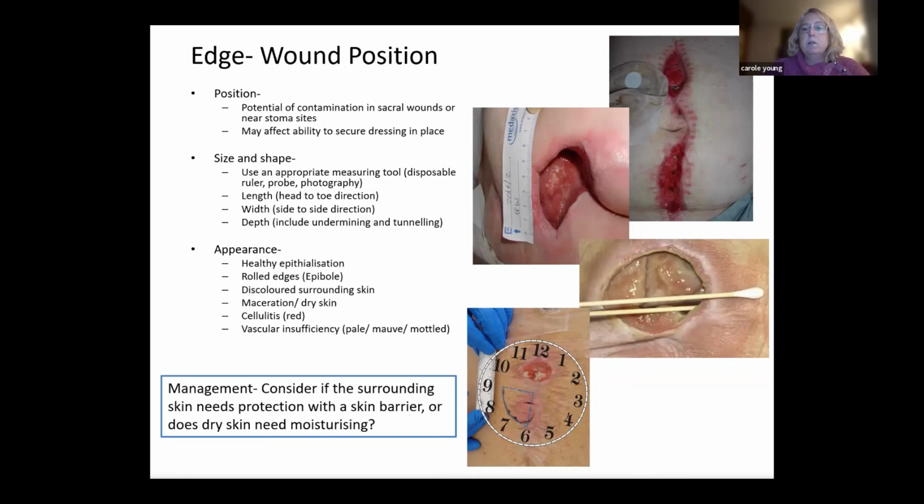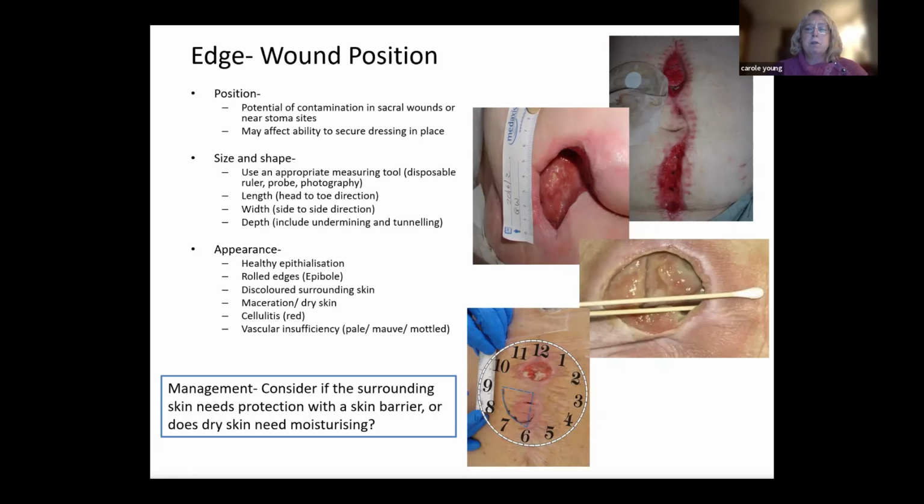And depth, you need to go into your direct depth, but also look for any undermining or tunneling. So you might need to use a wound swab stick as in the picture and just feel around gently to see if there are any pockets or holes around the edge. When we come to documenting that, it's useful to use the clock face to document which direction you felt undermining in on your wound.